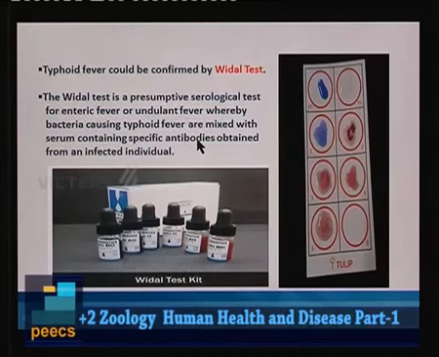It is a presumptive serological test for enteric fever or undulent fever, and here the bacteria causing typhoid fever will be mixed with serum containing specific antibodies obtained from an infected individual. You can see in this picture a Widal test kit given here, and here on the right side the observations that we can make.